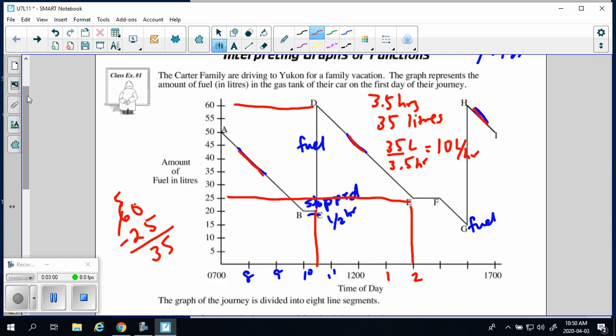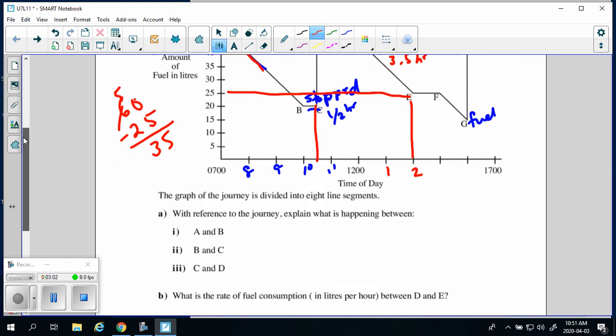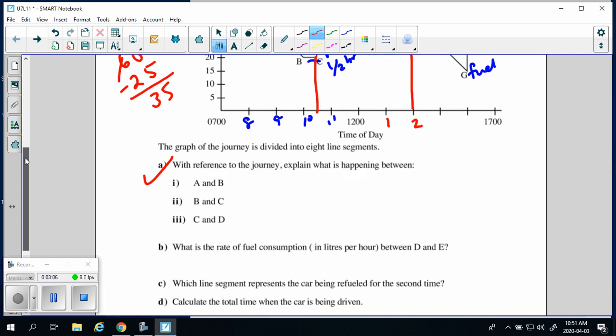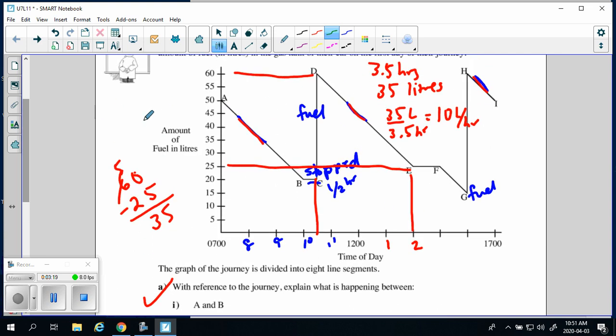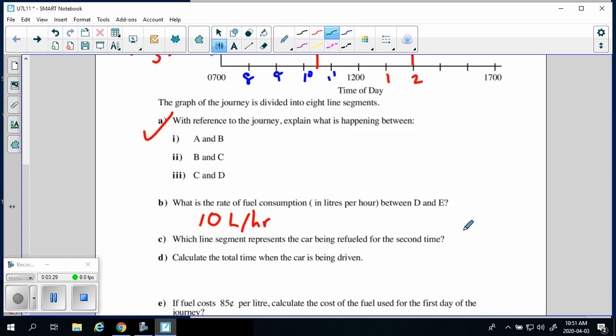So we've actually already answered the questions. A, what's happening during the journey? I explained that already. And B, what is the fuel consumption between D and E? It is about 10 liters per hour. C, which line segment represents the car being refueled for the second time? So we did that as well. We talked about it being refueled right here between D and E, and how it was refueled again here. So the line GH is representing that.